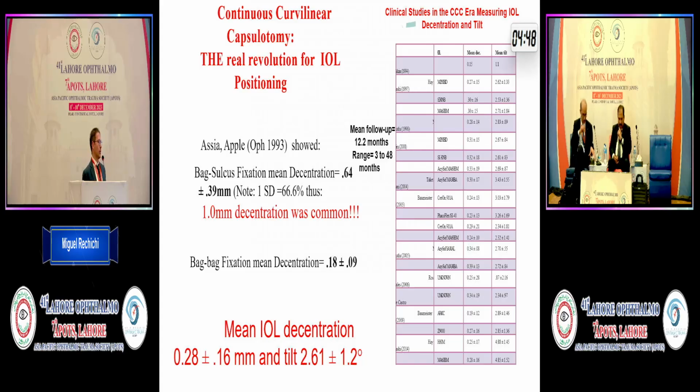This revolution really helped, moving from more than 1 millimeter decentration with a can opener capsulotomy to an average decentration of 0.28 millimeter. And now the question is, if we go more precise than 0.28 millimeters, will this really affect the effective lens position?